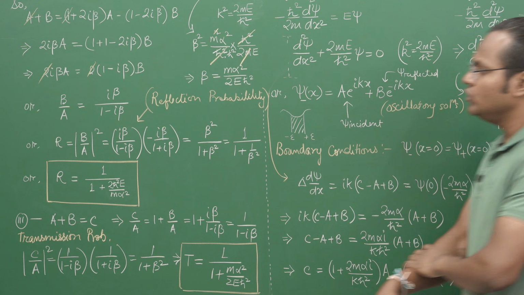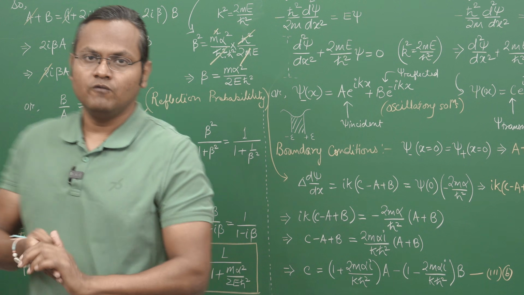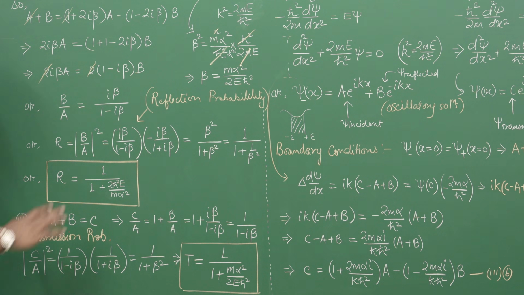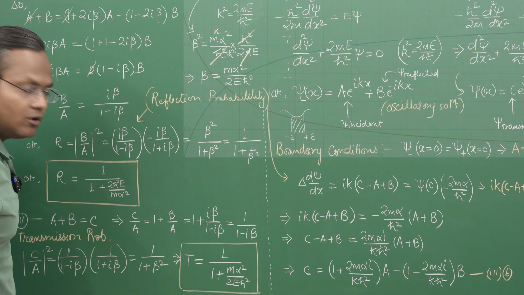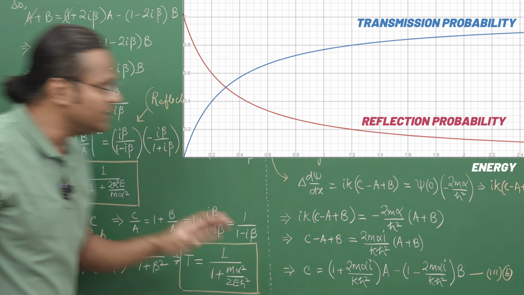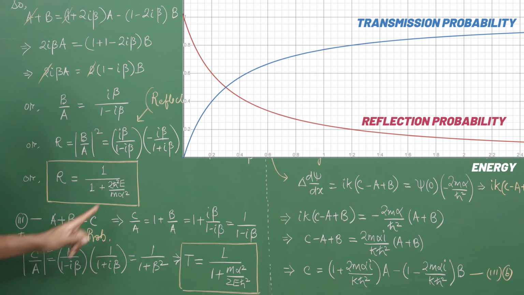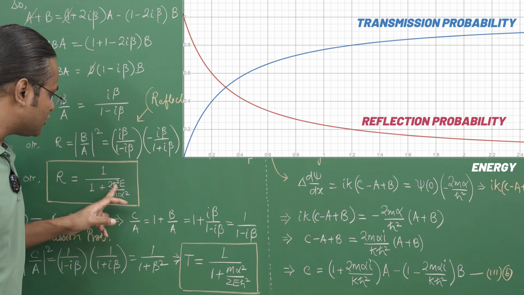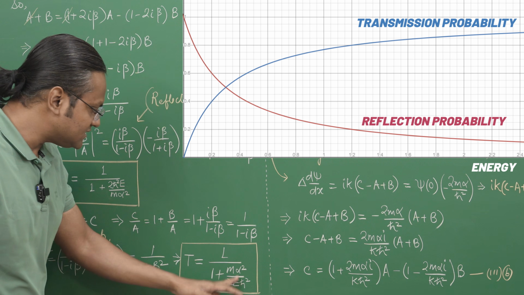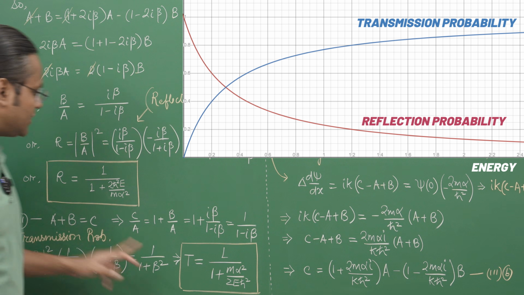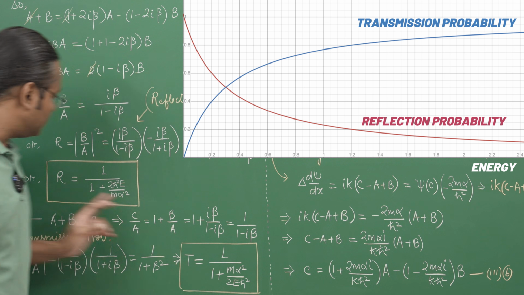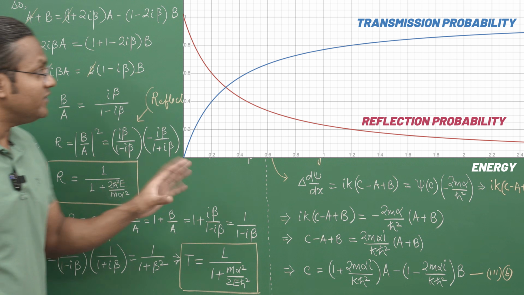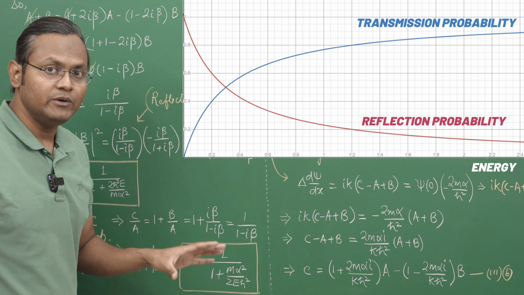I want to show you how the reflection and the transmission coefficient actually look like. If I plot these expressions in a graph, this is how it should look with respect to energy, because h cross, m, alpha, these are all constants, right? So if I look at the reflection and the transmission probability with increasing energy, this is how it looks like.